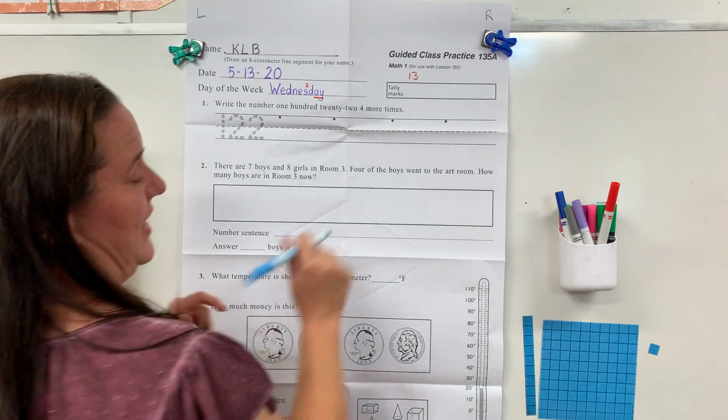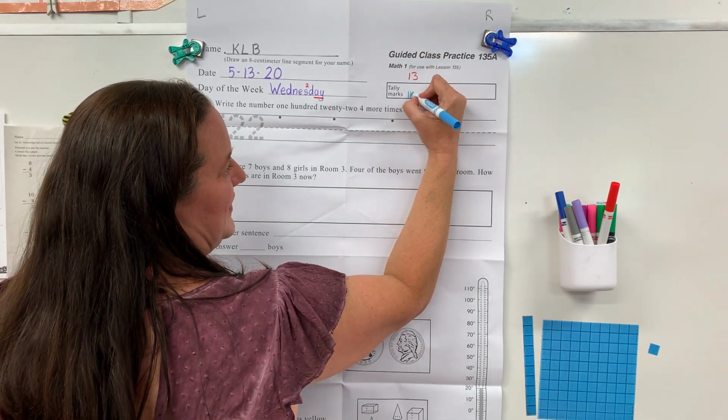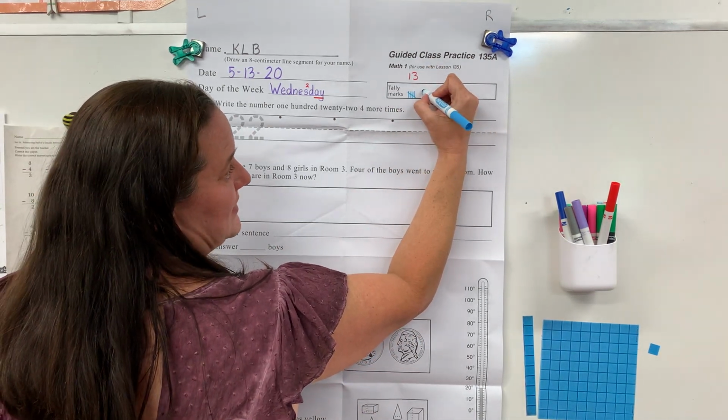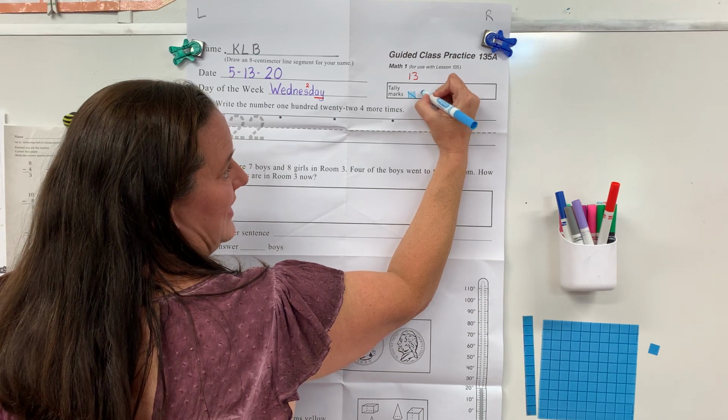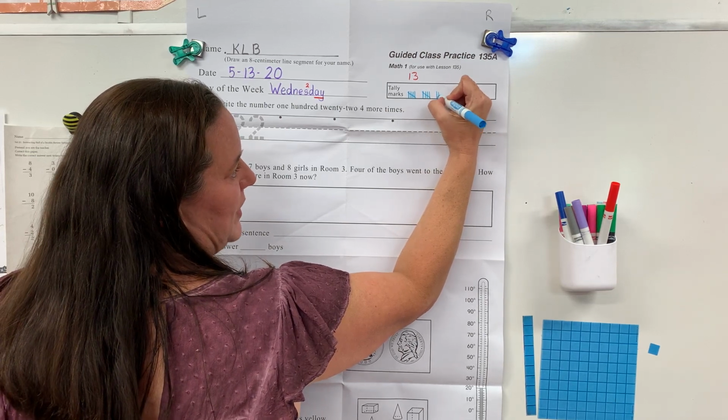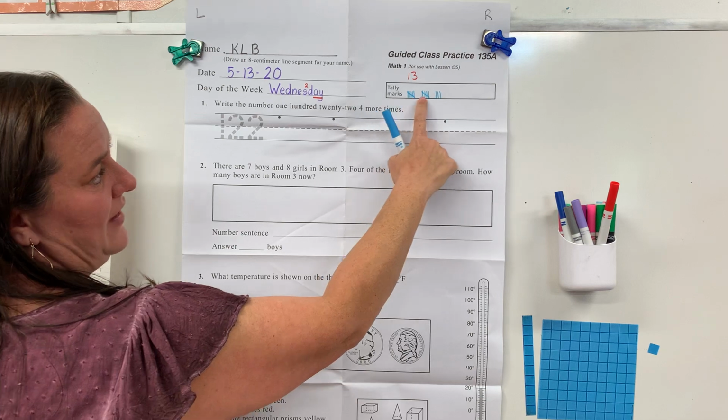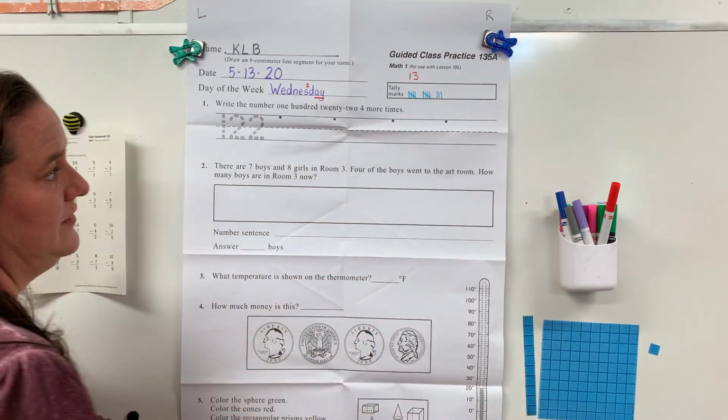All right, let's check our tally marks. 1, 2, 3, 4, 5, space. 6, 7, 8, 9, 10, space. 11, 12, 13. 5, 10, 11, 12, 13.